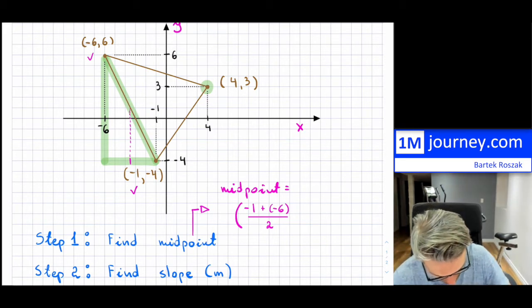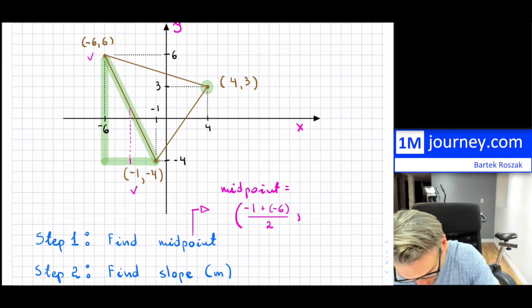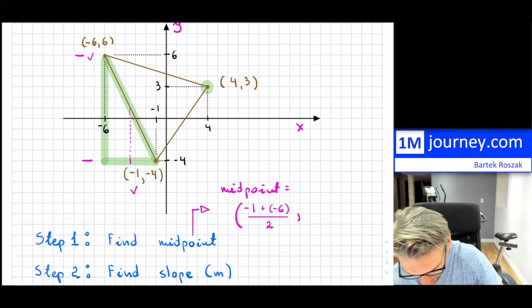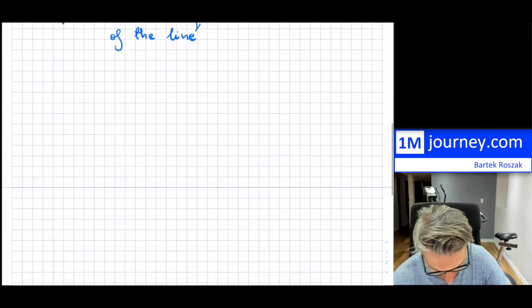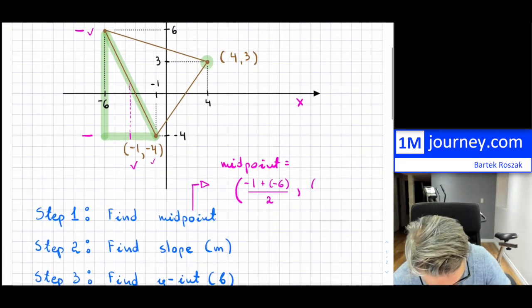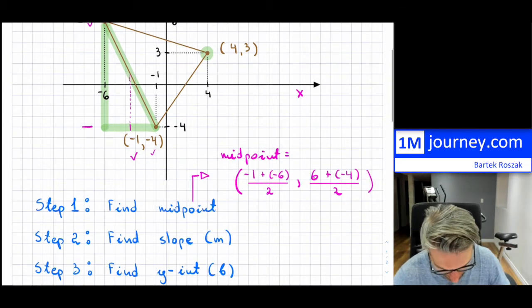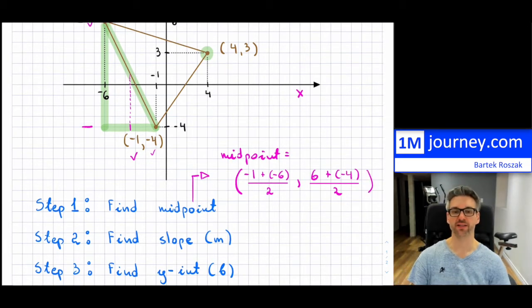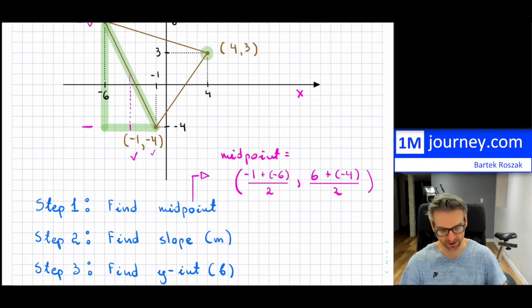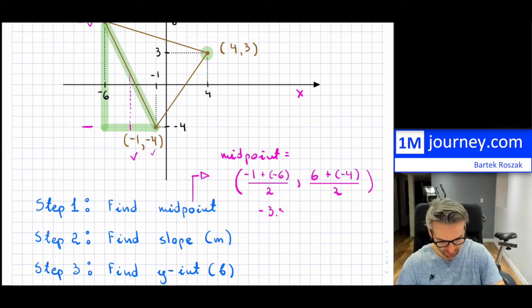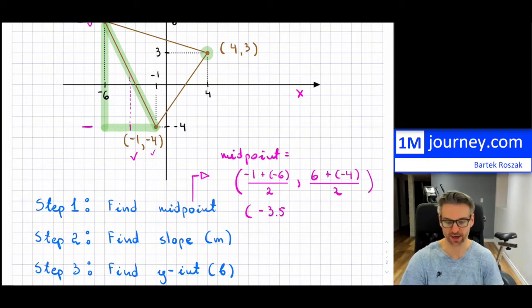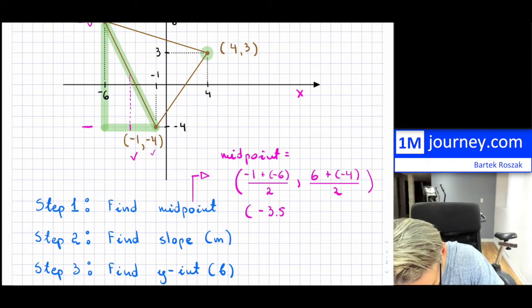Then I'm going to do the same thing with the y. I need to know the midpoint between here and here, so that's taking both of the y values. My y values are 6 and -4. So I'm going to add those two, 6 plus -4, and then divide by 2. Notice -1 plus -6 is -7, divided by 2, so this is going to be -3.5. And as you can see, that's exactly where that is, -3.5, right there.